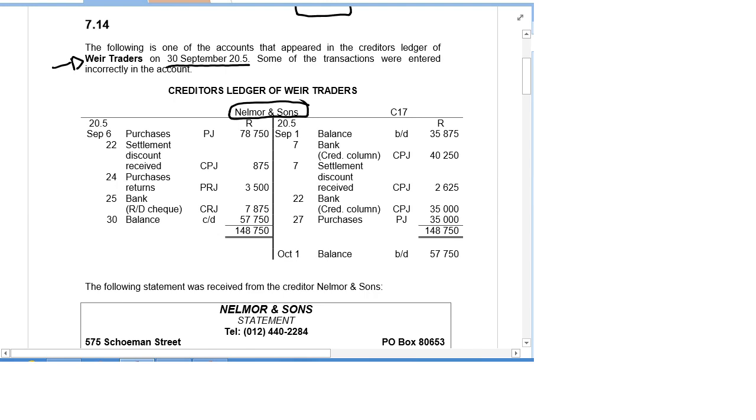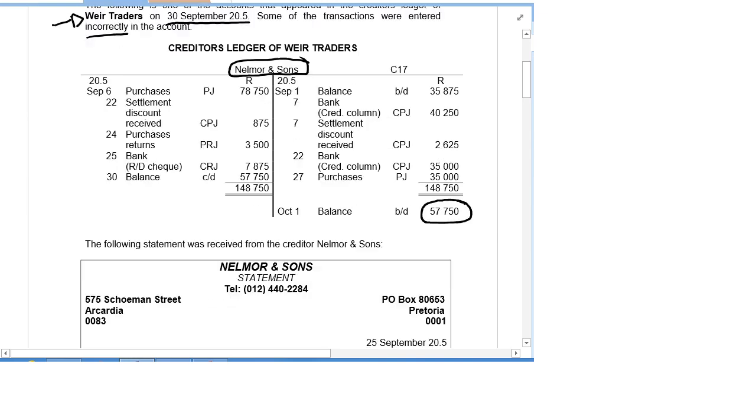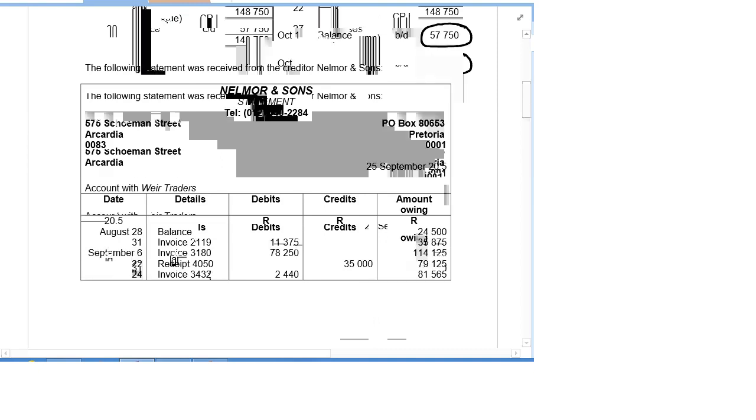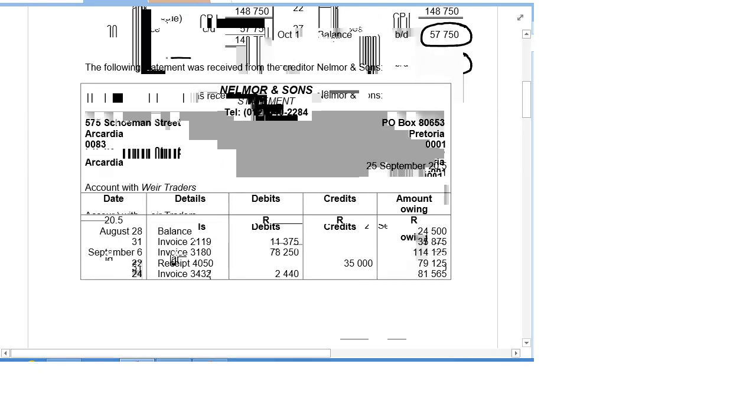And they tell us some of the transactions that are in this creditors account are incorrect. But the balance that it shows that's owing to the creditor at the end of the month is 57,750. The external record that we're going to be balancing to is this statement that we've received from Melmore and Sons. So this is Melmore and Sons statement, which they are sending to us.